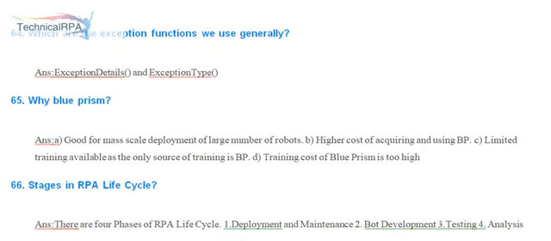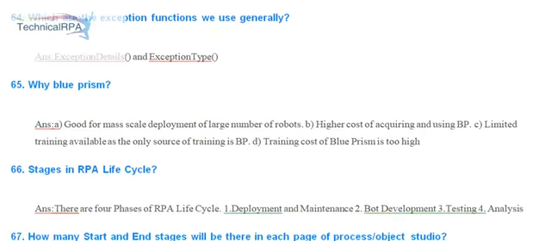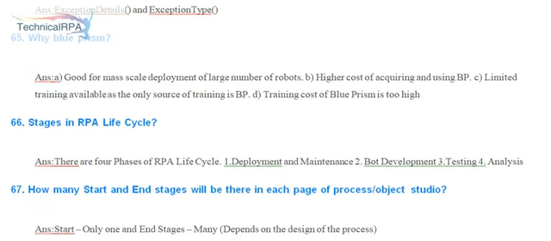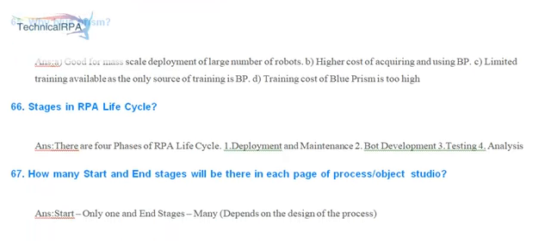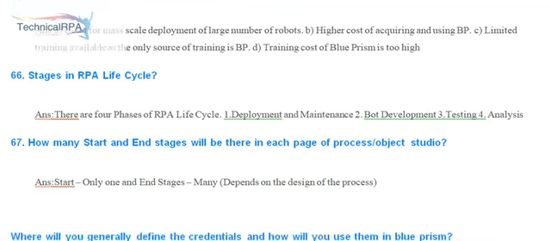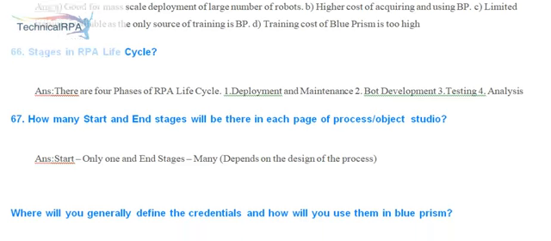63. What is defer and its functionality? Defer is an action in work queues, and we use defer to run the item after some time span. 64. Which are the exception functions we use generally? Exception details and exception type.